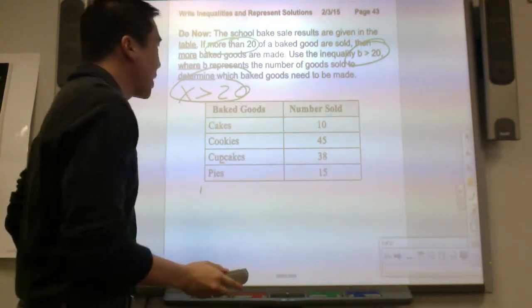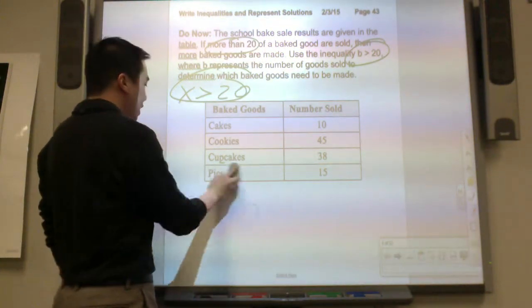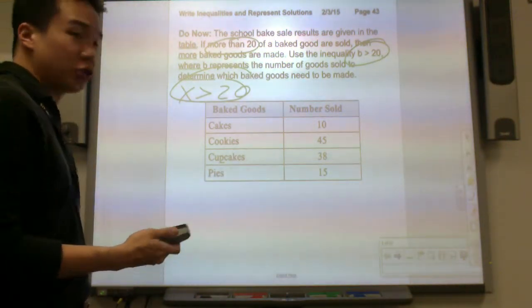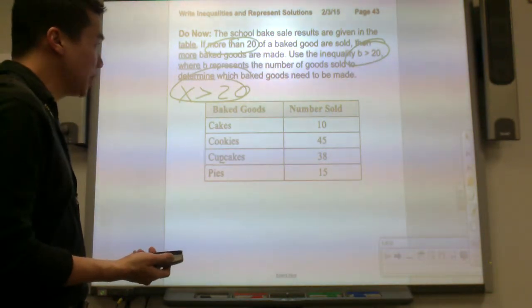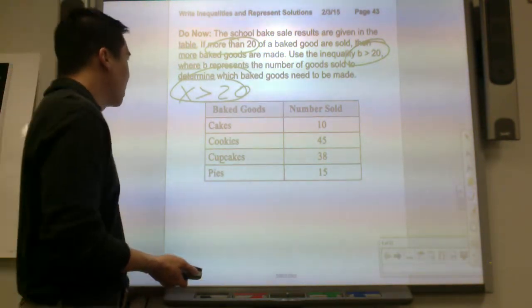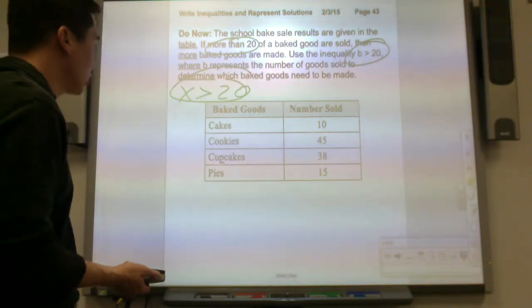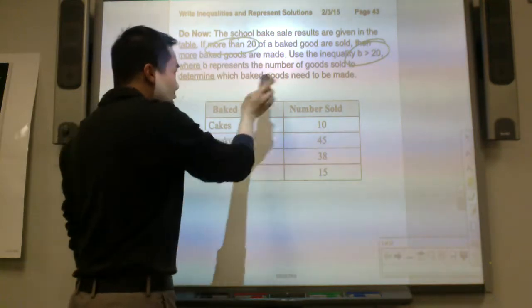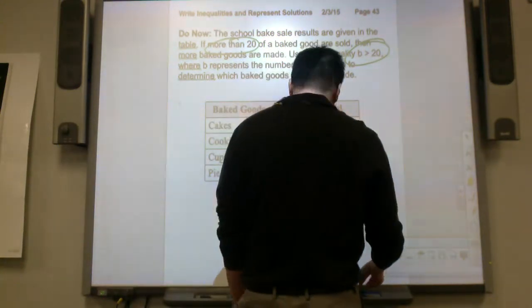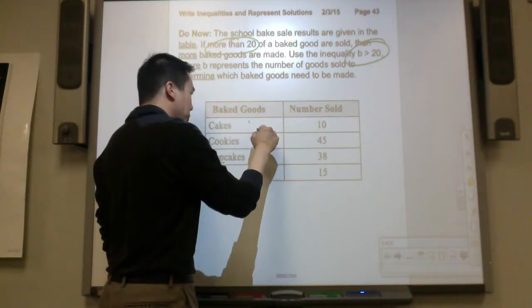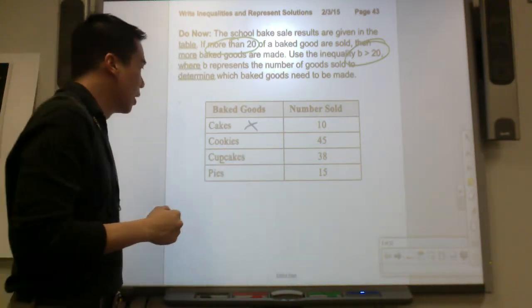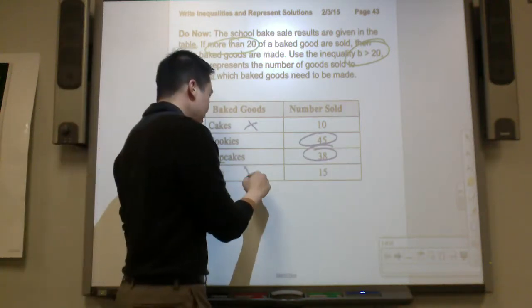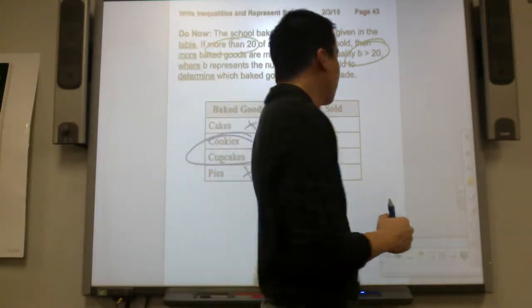The school bake sale results are given in the table. If more than 20 of a baked good are sold, then more baked goods are made. Use the inequality B is greater than 20, where B represents the number of goods sold, to determine which baked goods need to be made. So we are looking for baked goods that are more than 20. Cakes, no, that is not more than 20. Cookies are, that's 45. Cupcakes are, and pies are not. So cookies and cupcakes are greater than 20.